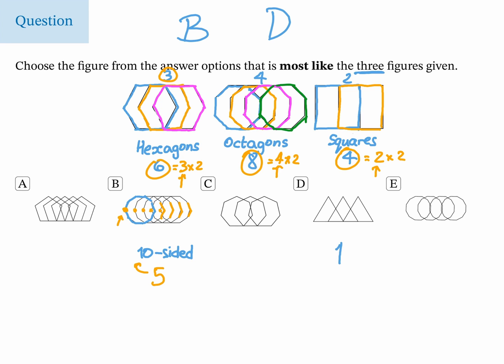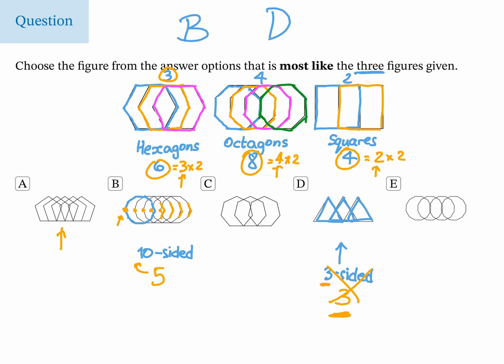In answer option D, we notice that it's made up of overlapping triangles. 1, 2, 3 triangles. So we've got 3-sided shapes, and we've got 3 of them overlapping each other. This unfortunately doesn't follow the rule that we wanted. We wanted the number of overlapping shapes to be half that of the number of sides of each shape. And if we go through all the other answer options, we notice that none of those work as well.